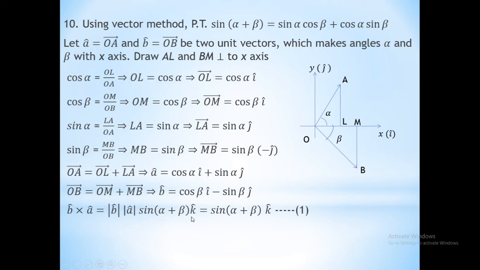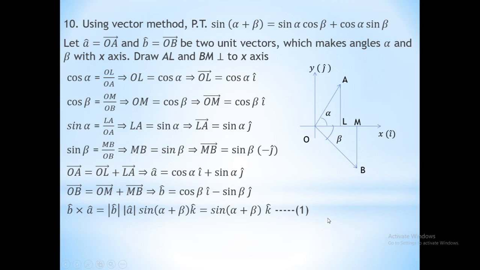That means perpendicular to the direction. So what is the vector perpendicular to x and y? It is the z-axis. The z-axis always has what vector? K cap. So I have put K cap. Can you understand? Right. Now you know that B cap modulus and A cap modulus is 1, so you can leave it out. So consider this as equation 1.